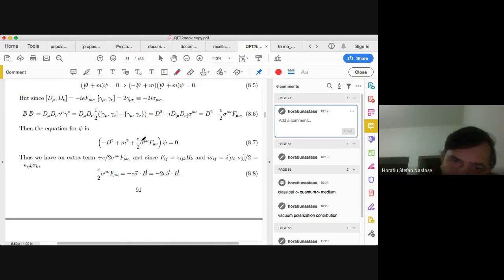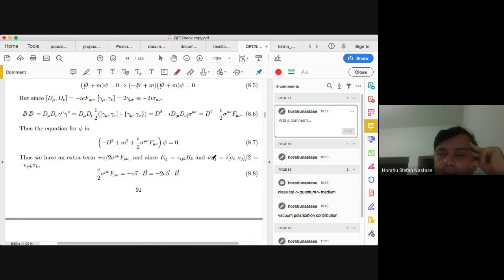So we have this term with sigma mu nu F mu nu. However, this is antisymmetrized, and we note that if you look at the spatial part, we obtain F_ij being epsilon_ijk B_k, the magnetic field.